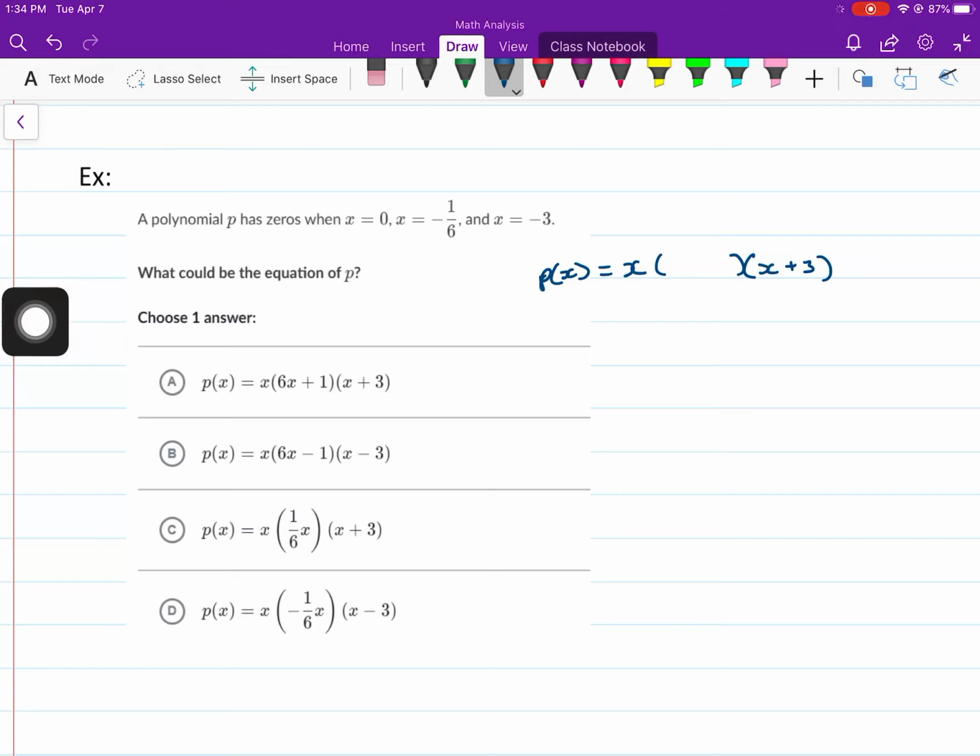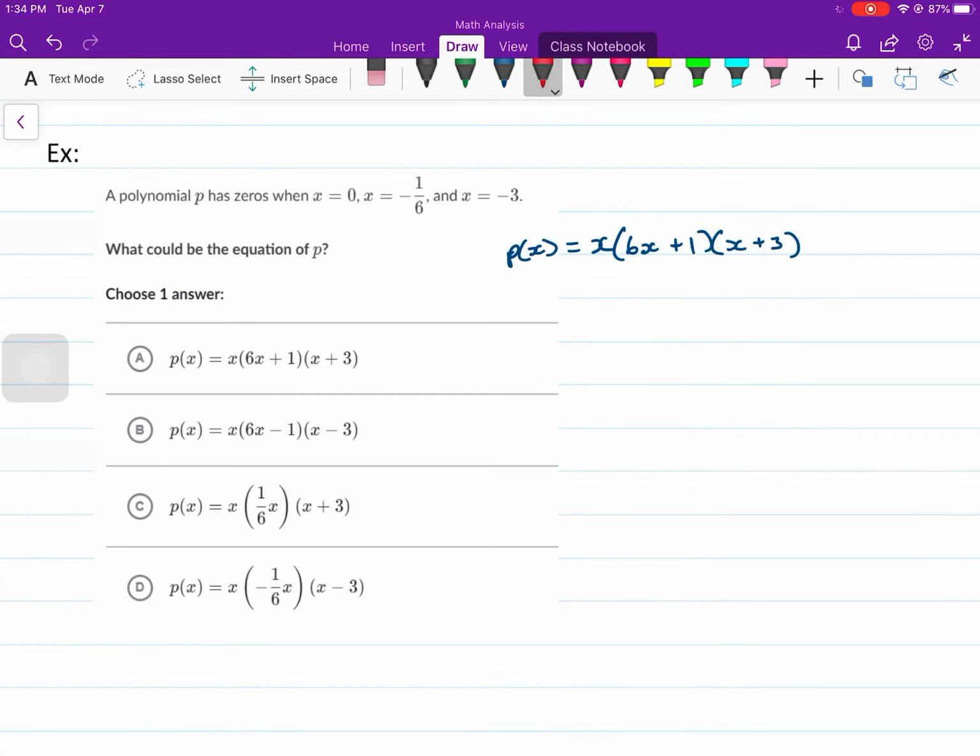Now what about this one? Some of you might be thinking like, oh, well, it's x plus 1/6. But you're going to see that's not an answer. That's not on here. So x plus 1/6 is not really what we're going to do. What we're going to do is we're going to bring that 6 up to the front of the x. It's like reverse solving here. So we're going to have 6x plus 1. That would be a factor.